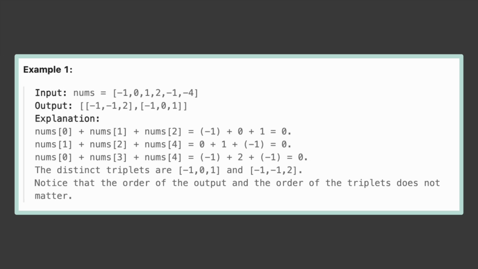So we can see what this question is asking based on the first example. We're given this input array, nums equals -1, 0, 1, 2, -1, -4, and we're given this output array of two triplets. The first triplet is -1, -1, and 2. The sum of these numbers is 0. The second triplet is -1, 0, 1, and the sum of these numbers is also 0. And so that's going to be the goal of this question, is to find all the possible triplets of a given array that add up to 0.